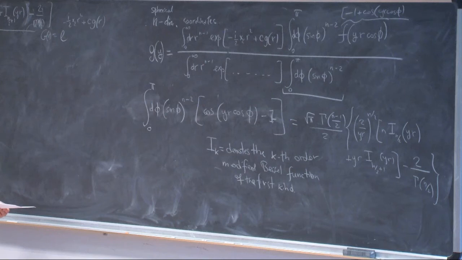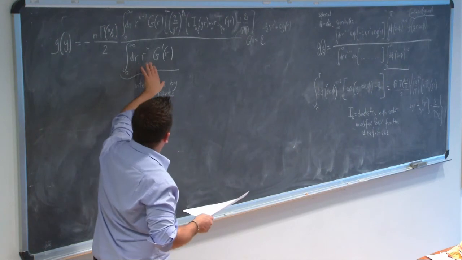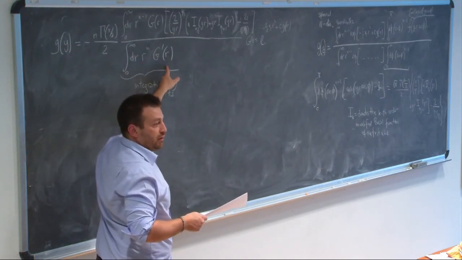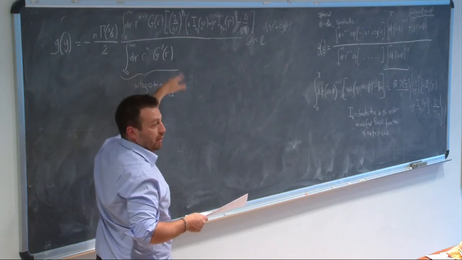We have to take the replica limit, so the limit n to 0. And in the limit n to 0, something nice happens, because this object has a finite limit. This object disappears, and what remains is just a total derivative. So it is g at infinity minus g of 0.